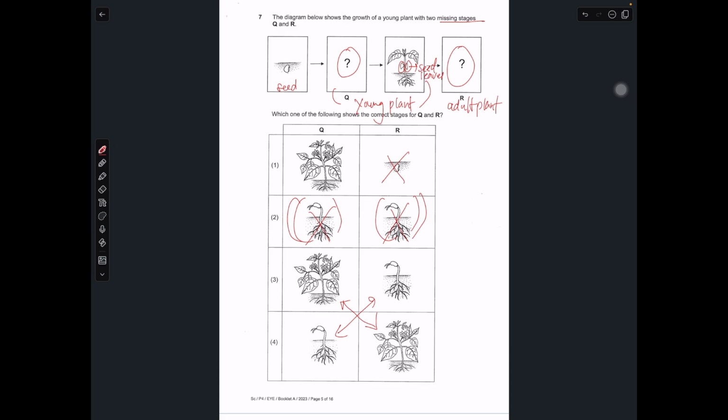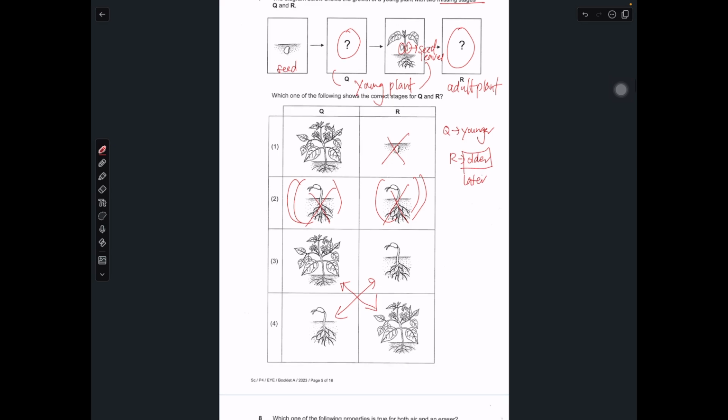Okay, and you probably know that Q must be younger, while R must be older because it happens at a later stage. Okay, R happened at a later stage. So you take a look between 3 and 4. This one must be the answer because this one already shows you some flowers. Okay, it's a key characteristic of an adult plant because only adults can reproduce. So the answer is number 4. Okay, this will naturally match to here.